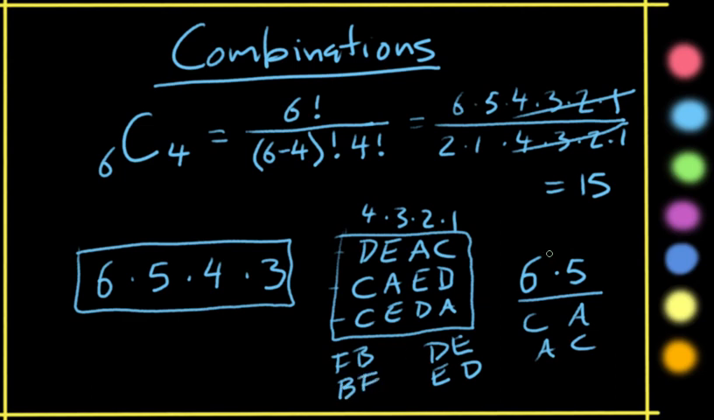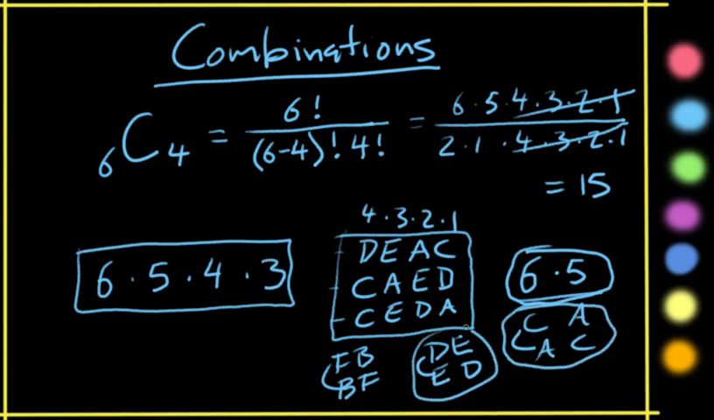So if I have these 30 possibilities, they're going to be in pairs like this. And so how many pairs are there going to be? Well, there's going to be 15, because if there's 30 altogether and they're all in pairs, there must be 15 pairs. So that's, again, the same thing. I'm doing 6 times 5 divided by 2. So there are 15 possibilities there. Okay, so that's combinations.